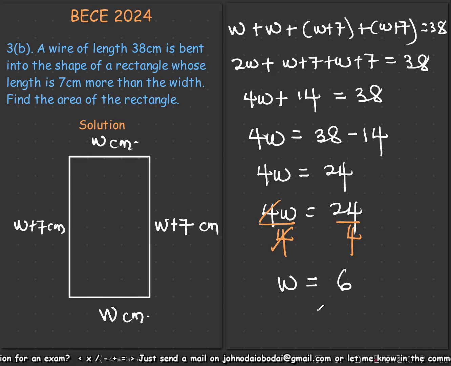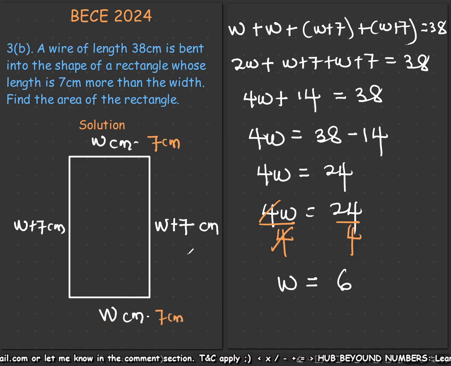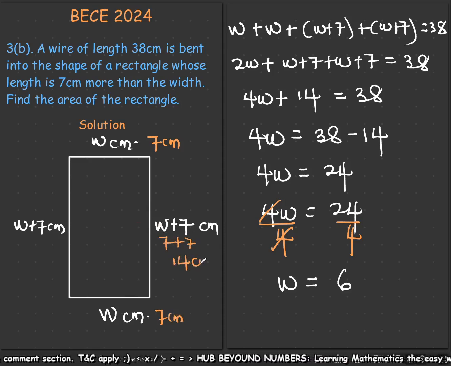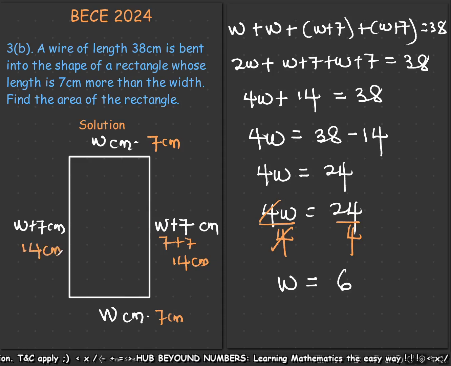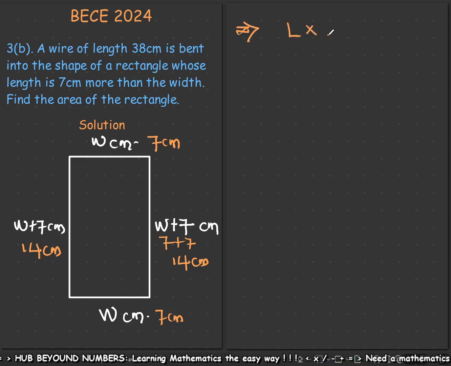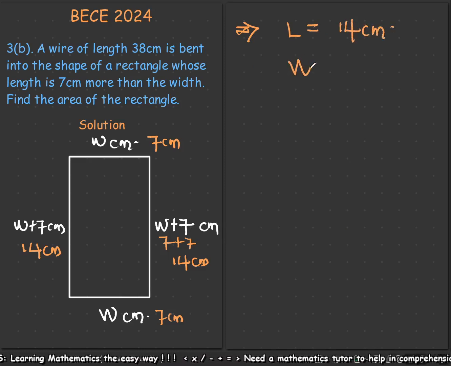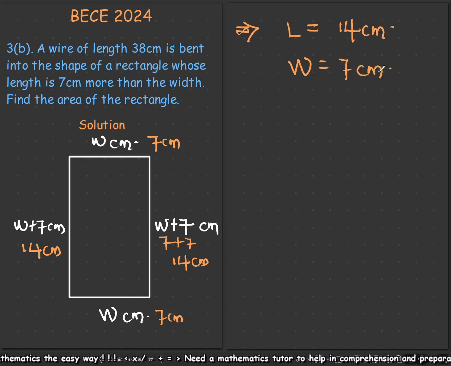So now that we've been able to get our W, we can then write the length and the width correctly. So instead of W here, I'm going to write 6 centimeters. And this is also 6 centimeters, right? And then this over here is going to be 6 plus 7, which is 13 centimeters. This is also 13 centimeters. So this implies that the length of the rectangle is 13 centimeters and its width is 6 centimeters. Hence, we need to find the area.